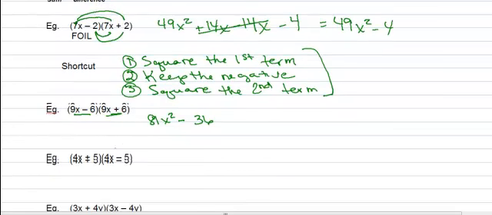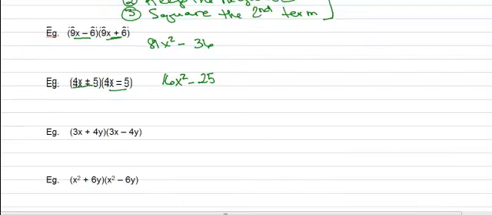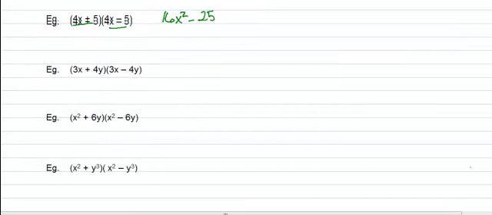So let's do this one, 4x plus 5, 4x minus 5. So 4x squared is 4x to the second power, is 16x squared. Keep the minus, 5 squared is 25. See how simple this is? It really is worth your time to learn this. So here again we have a sum and difference. So square the first, 9x squared, keep the minus, square the second.